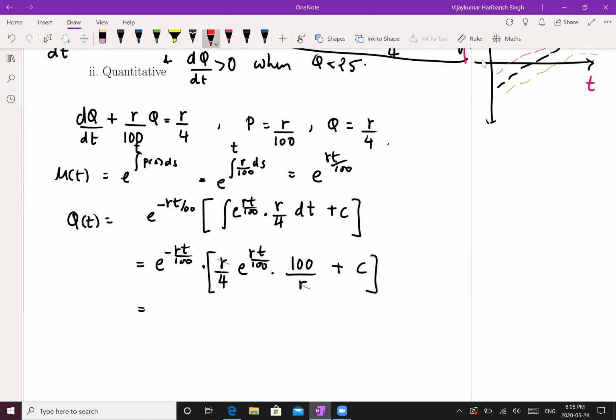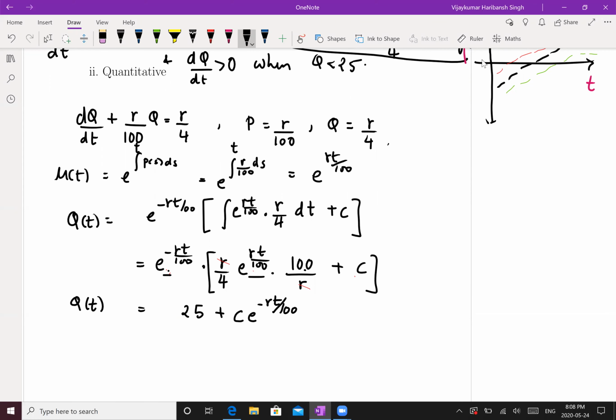Now if you multiply it out, you will see that these will cancel out. This R will cancel out with this R. This multiplies and cancels out with this, and this multiplies with this C here. So in the end, we'll get 100 by 4, which is 25. This and this will cancel. So we have 25 plus C e to the power RT by 100. Okay, so this is your Q of T.